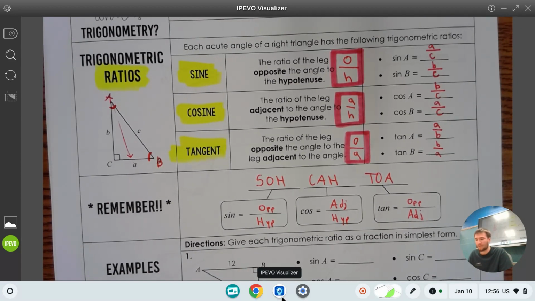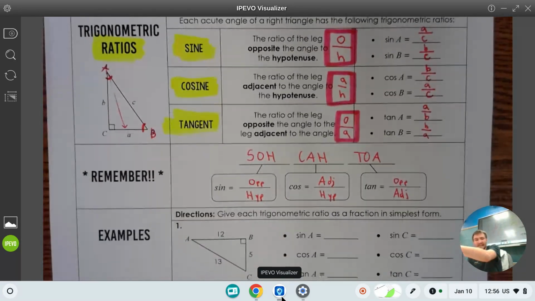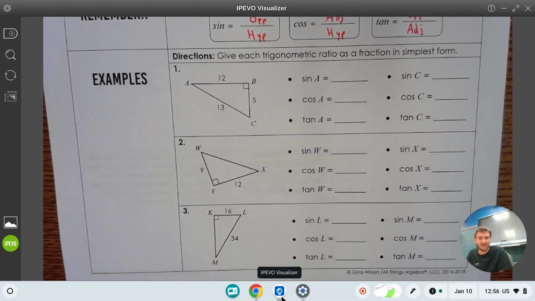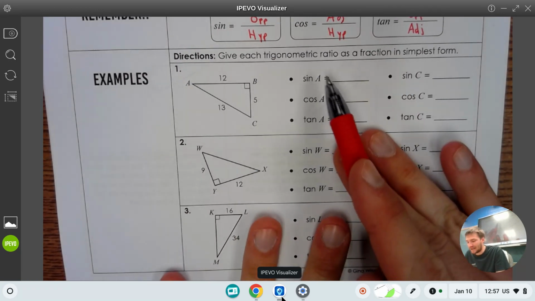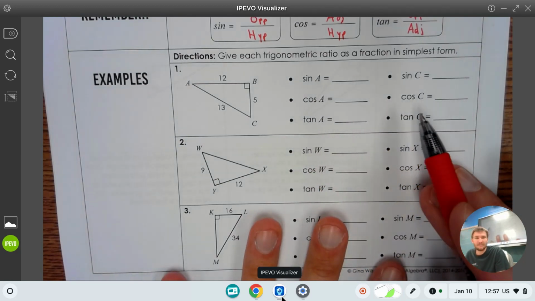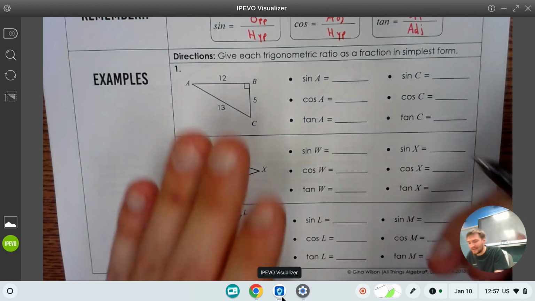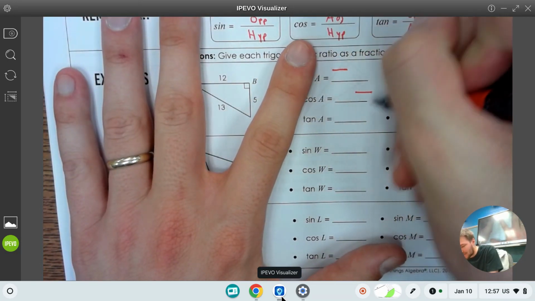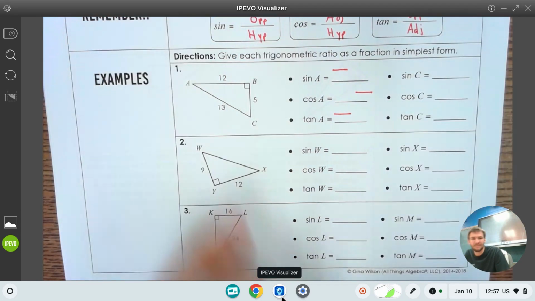Okay, so we're going to do basically these 3 questions before lunch, and we're going to do a little classwork after lunch with these angles. We're trying to do the sine A, cosine A, tangent A, sine C, cosine C, tangent C. And all of these are going to make fractions. And I'm going to kind of stagger them so that they don't look quite as confusing.